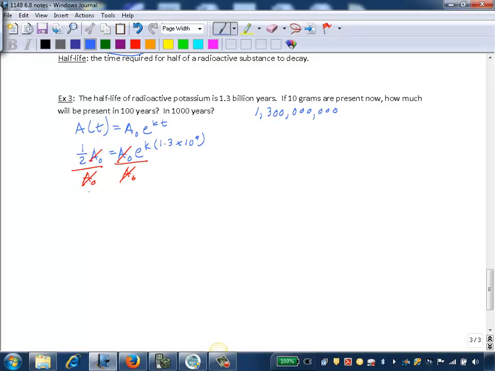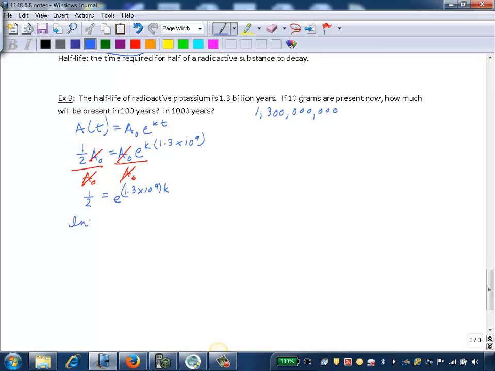So now on the left side I'll have a half, and that's going to equal e to the 1.3 times 10 to the 9th k. So now if I want to solve for that k, I've got to get that variable out of the exponent, so I know I can use logarithms to do that.